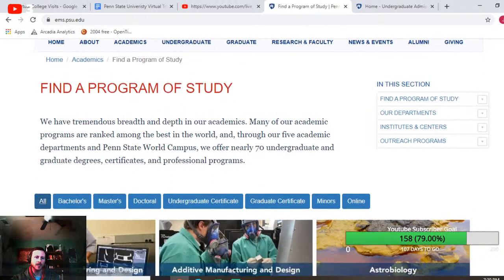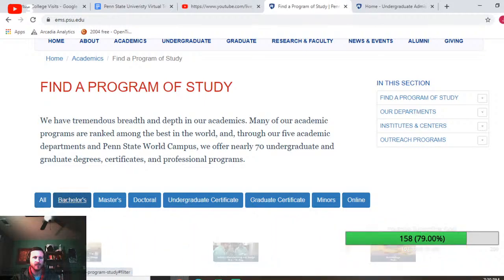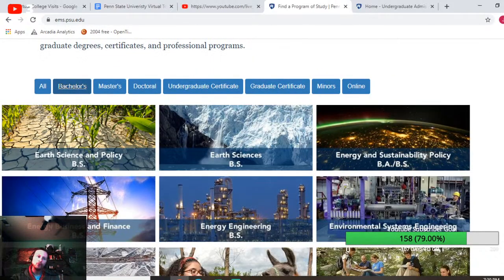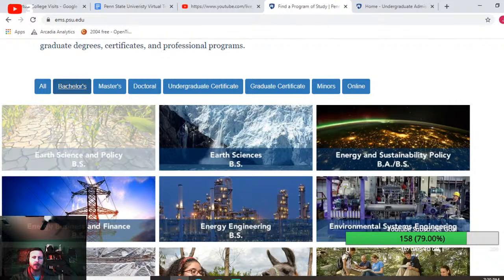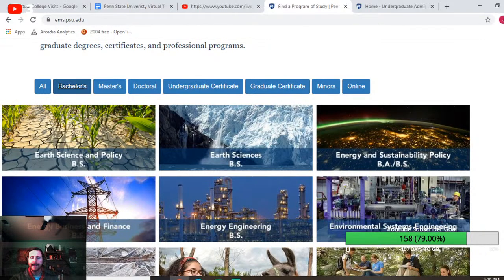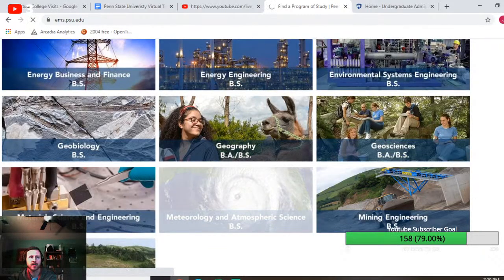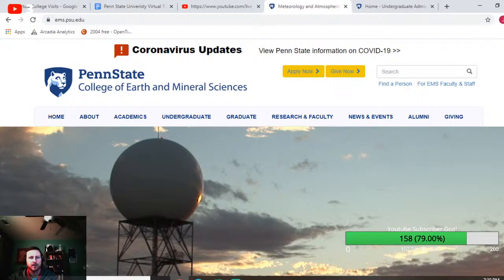Find a program of studies, like bachelor's. So Earth sciences. Oh, that's policy too. It's probably more so like law. Energy and sustainability policy, energy business and finance, energy engineering, environmental systems, geosciences, geography, atmospheric sciences. Here we go. Let's take a look at this one.